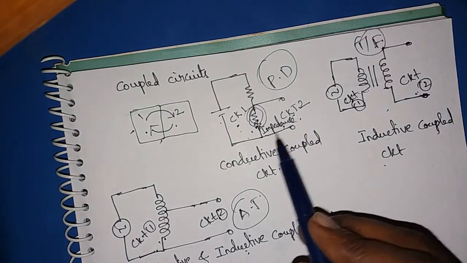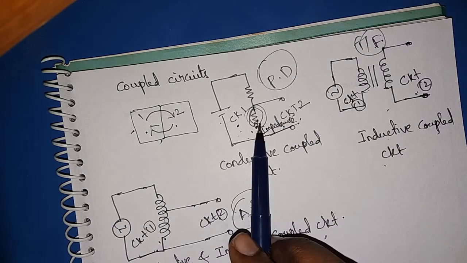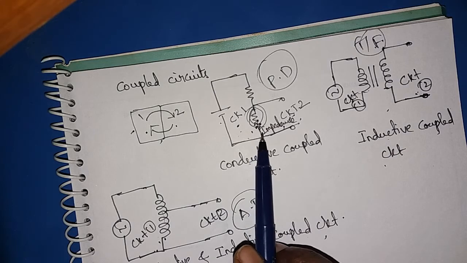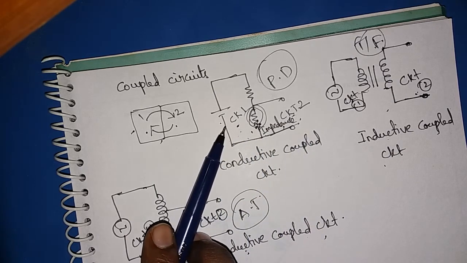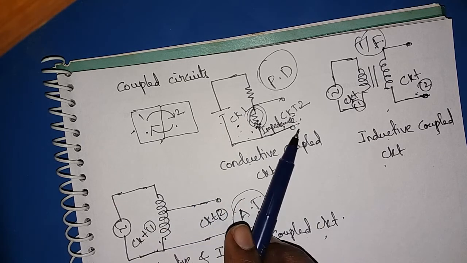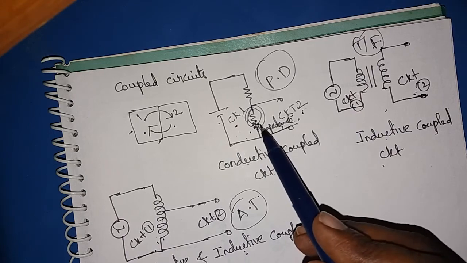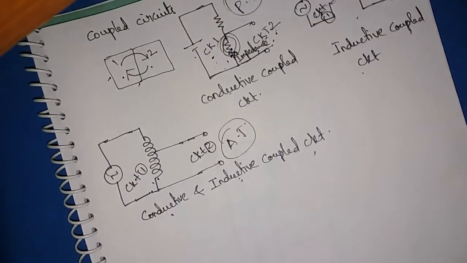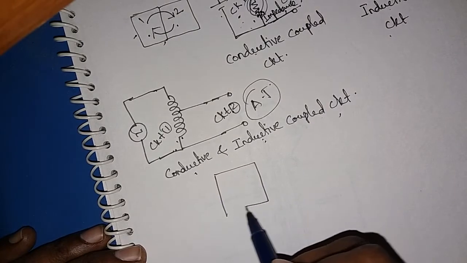So this impedance is mutual impedance, which is same for circuit 1 and circuit 2. That means with respect to circuit 1, the mutual impedance is this one, and with respect to circuit 2, the mutual impedance is same.